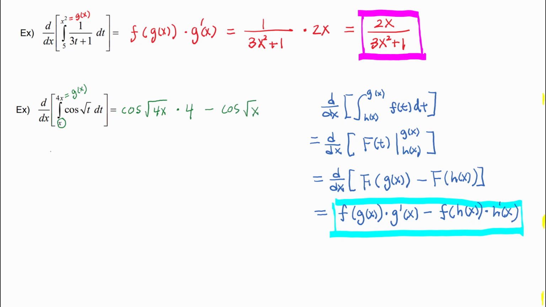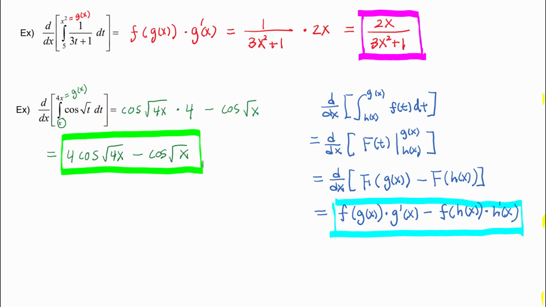So let me write it better. My answer should be 4 cosine radical 4x minus cosine of radical x. And that's going to be the answer for this problem. All right, guys, good job, and I'll see you in the next section.